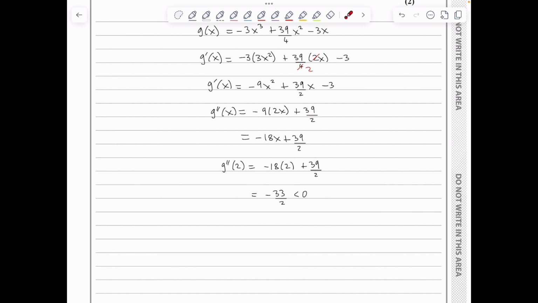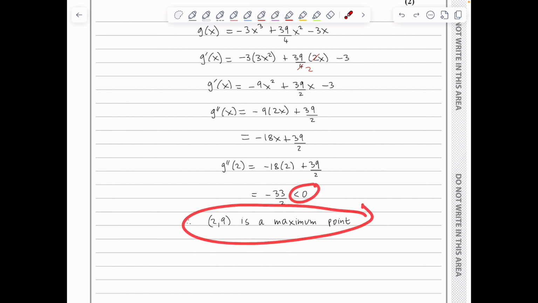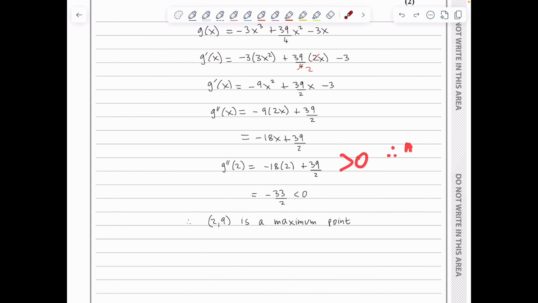And we know that when the second derivative gives me a negative result at a stationary point, then we conclude that this is a maximum point. We need to show explicitly the comparison with 0 to qualify for full marks. If this was giving me a positive answer, I would have concluded it's a minimum. And if this gives an answer which is equal to 0, then the second derivative test would have been inconclusive.